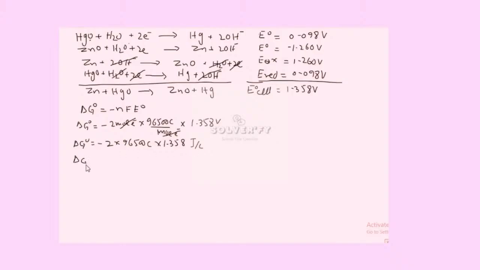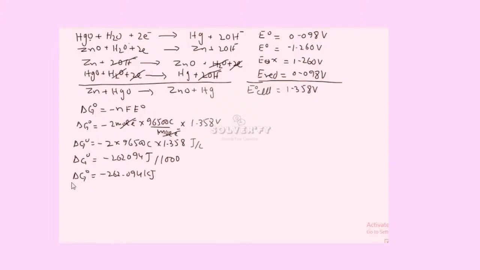So calculating the value, delta G naught is equal to minus 262,094 joule. To change it into kilojoule, we will divide it by 1000. So delta G naught is equal to minus 262.094 kilojoule.